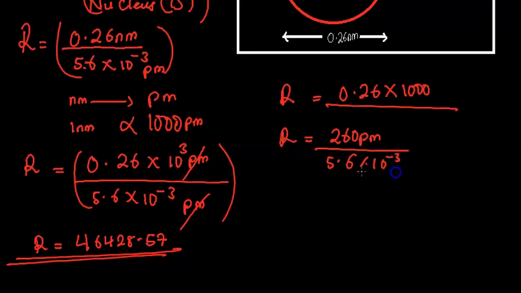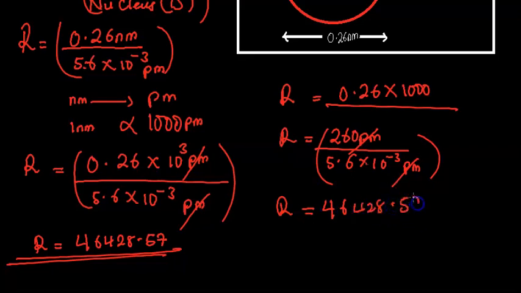Picometer. Notice that the picometers will cancel each other, and if you divide this, you also end up with 46428.57. And the same thing here, the unit of ratio is dimensionless. So this is it for this problem.